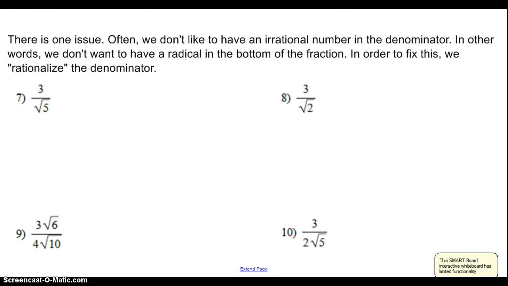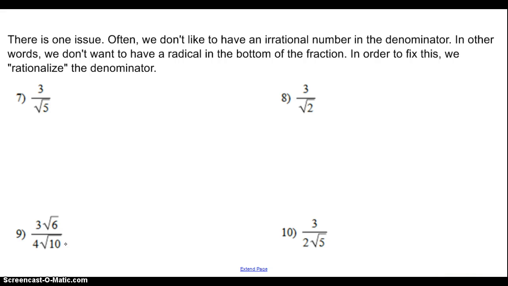But sometimes we're going to have issues when we divide like that. Look at something like number 7. That's 3 over the square root of 5. There's no radical on the top. How are we going to divide that? Or look at something like number 9. There's a radical on the top and the bottom, but 6 doesn't go into 10. So how do we divide those? Well, we have an answer for that.